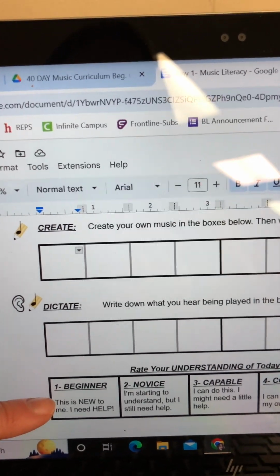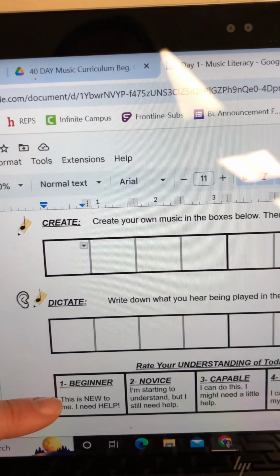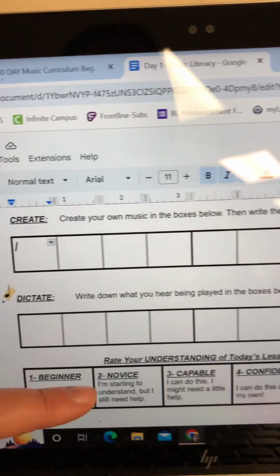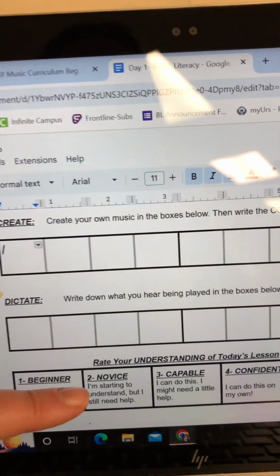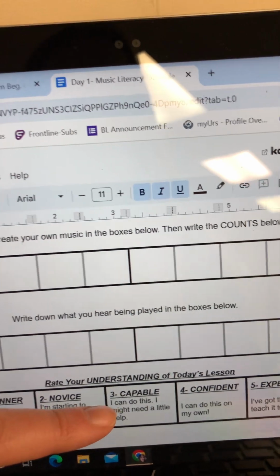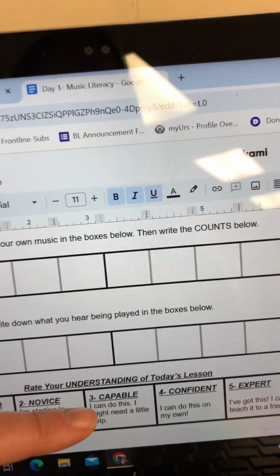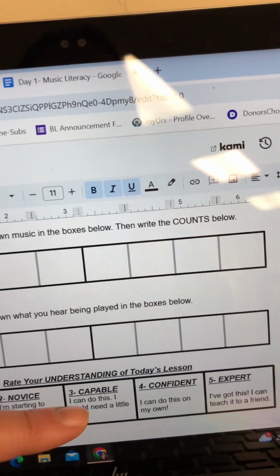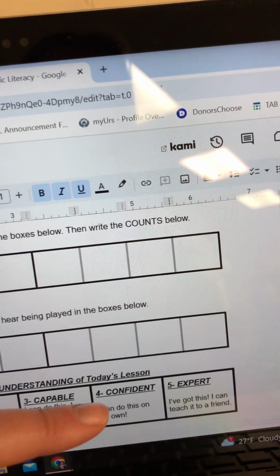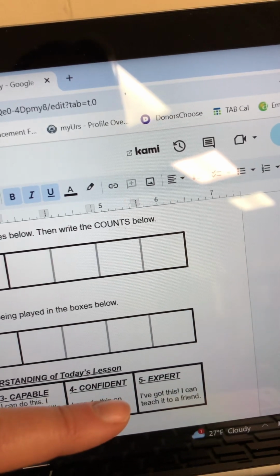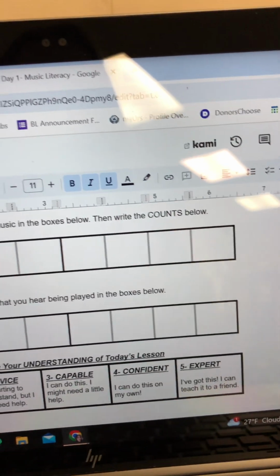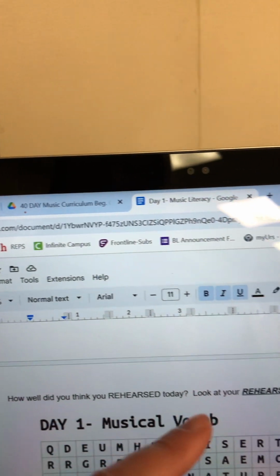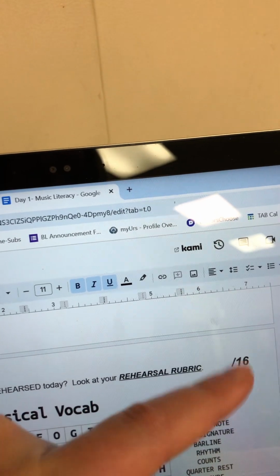When you're done doing all those, I want you to rate your understanding of this. Beginners being like, oh, this is new to me, I have no idea what's happening, I need help. Necesito ayuda. Number 2 is like, you're kind of starting to understand it, but you still need a little bit of help. Capable, like, you can do this. You really can. You might mess up every now and then. Confident is that you can do this on your own. You don't need me to help you. And an expert is like, I got this. I can teach this to my friend. The next part of this sheet, when we start rehearsing, you'll rate your rehearsal score based on the rubric.